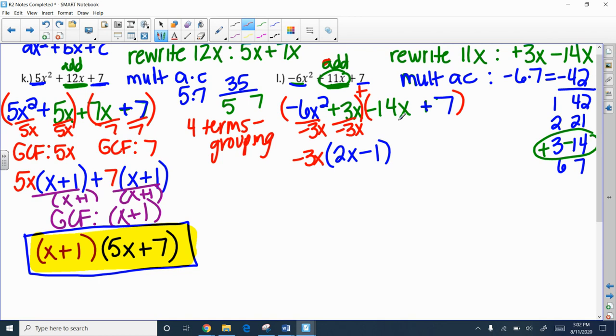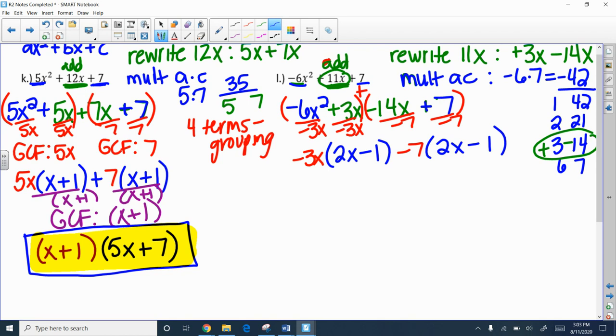The second group, negative 14x plus 7, has a GCF of 7. But once again, I usually want my first term to be positive. So I'm actually going to factor out a negative 7. Factor out a negative 7 and put it in the front. Don't forget to put the GCF in the front. Negative 14x divided by negative 7 is positive 2x. And then positive 7 divided by negative 7 is minus 1.